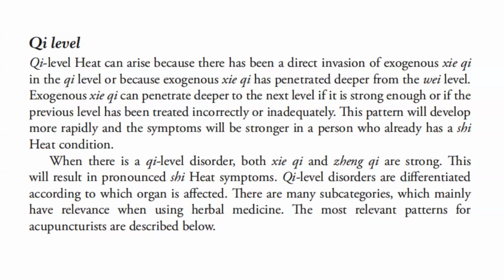Exogenous pathogenic qi can penetrate deeper to the next level if it is strong enough or if the previous level has been treated incorrectly or inadequately. This pattern will develop more rapidly and the symptoms will be stronger in a person who already has an excess heat condition. When there is a qi level disorder, both pathogenic qi and Zheng qi are strong. This will result in pronounced excess heat symptoms.